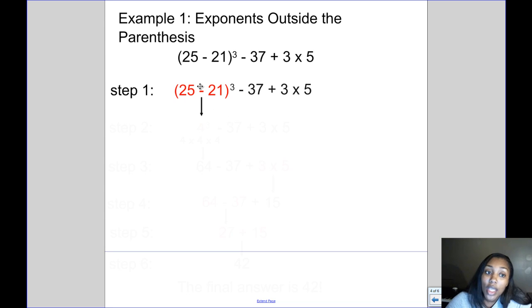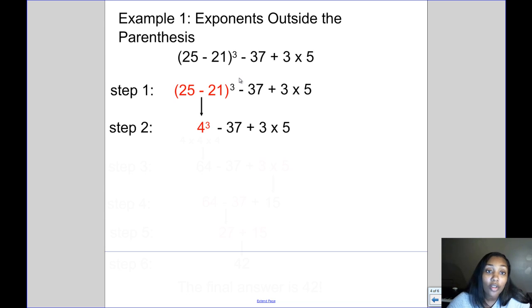So once I take care of everything that's in the parentheses, whatever answer I get is going to be taken to the exponent that was outside of the parentheses. Because what this means is whatever's inside of the parentheses needs to be taken to the third power. So since 25 minus 21 is 4, after I take care of that, it's now going to become 4 to the third power. And then as you're moving along, you need to keep bringing things down.